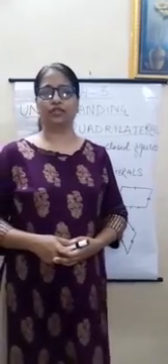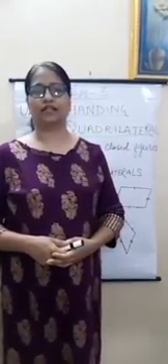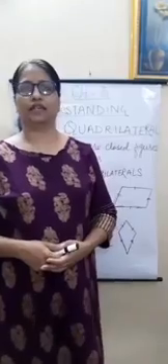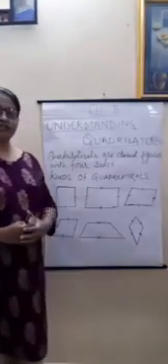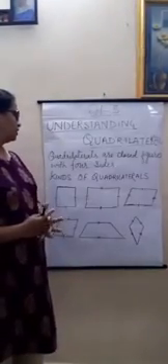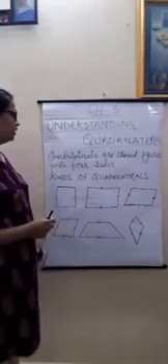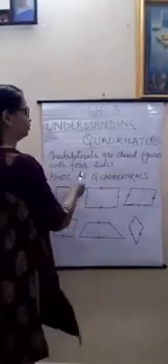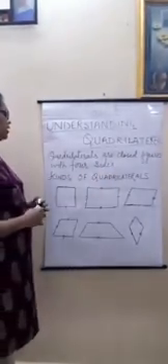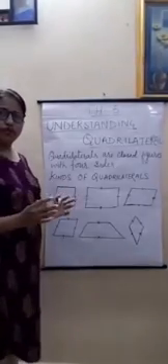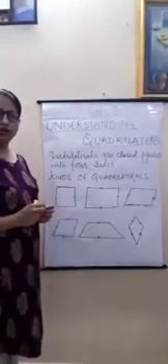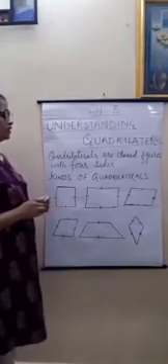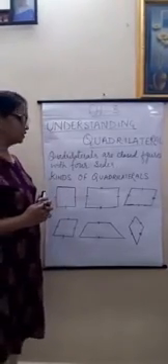I will be going to teach Maths Class 8, Chapter 3, Understanding Quadrilaterals. We will see, children, what is a quadrilateral. Quadrilaterals are closed figures with four sides. Any closed figure having four sides is called a quadrilateral. Now let us see the kinds of quadrilaterals.